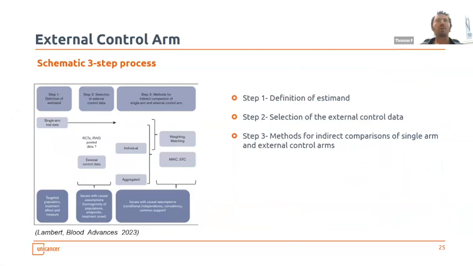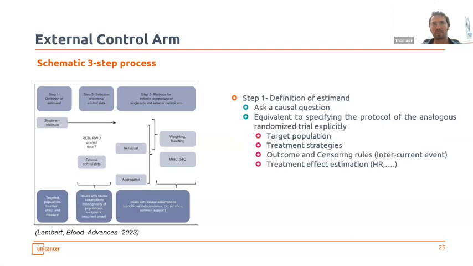Thank you, Louise. To minimize bias, external control studies should apply a rigorous process. A 3-step guidance was recently proposed by Jérôme Lambert and colleagues. The first step includes the definition of an estimate reflecting a clinical question. The second step relies on the adequate selection of external controls from previous randomized clinical trials or real-world data. The third step consists of choosing the statistical approach targeting the treatment effect defined in step 1. I will go into detail on the different steps.